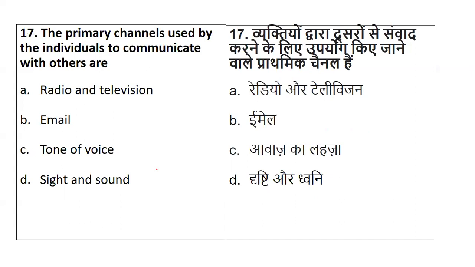Now, coming to the next question: the primary channels used by individuals to communicate with others. When we want to communicate with others, what are the primary channels which we use? Either it is radio or television, email, tone of voice, or sight and sound. From the given options, the primary channel which we use when we communicate is sight and sound, right?